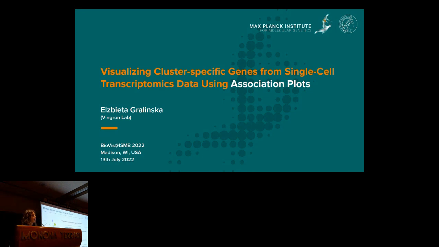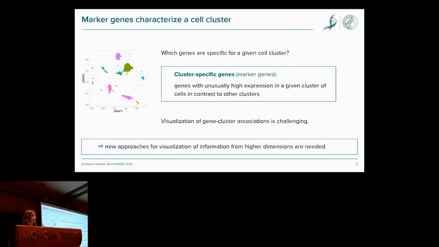When working with single-cell data, we quite often have a question which genes are overexpressed in a cluster of cells. We can call such genes cluster-specific genes or marker genes. These are the genes with unusually high expression in a cluster of cells in contrast to other clusters. Even though there exist methods for identification of such genes, usually the problem is that as an output, they provide a very long list of genes, and then we have to apply some thresholds, and this is how we can come up with the list of interesting genes.